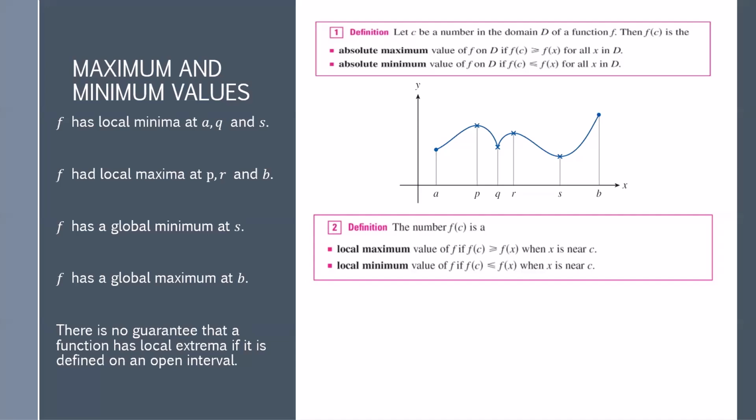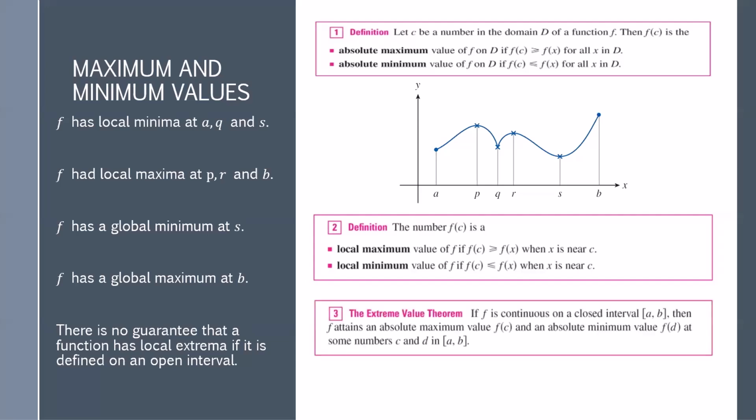Now, on a closed interval, a continuous function will always have a maximum and a minimum. However, on an open interval, there is no such guarantee. The extreme value theorem tells us that if f is continuous on a closed interval [a, b], then f attains an absolute maximum value f(c) and an absolute minimum value f(d) at some numbers c and d on the closed interval [a, b].